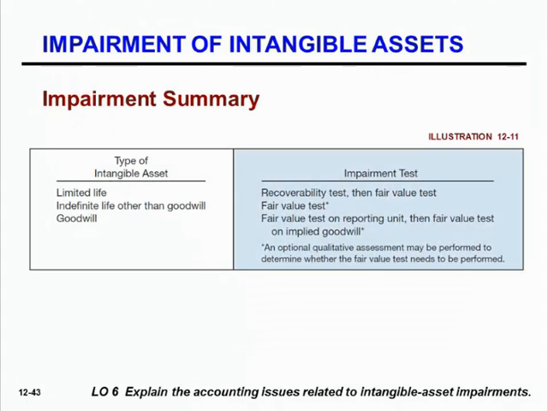Illustration 12-11 summarizes the impairment test for various intangible assets: limited life, indefinite life other than goodwill, and goodwill.